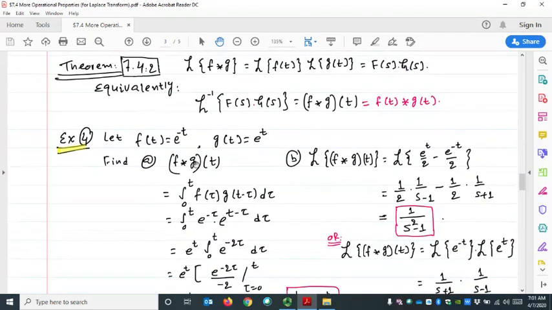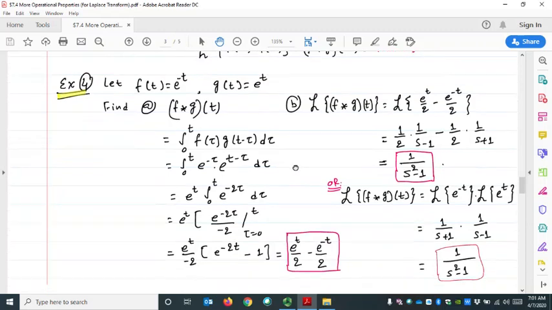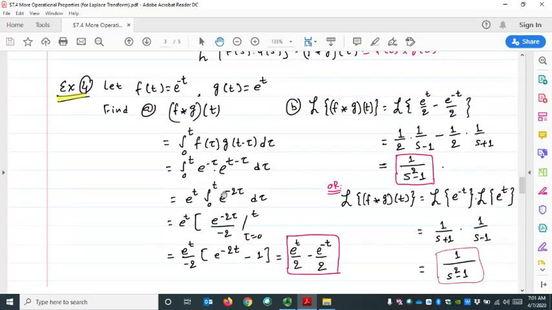the convolutions in example 4. First, compute the convolutions of the given two signals, e to the power negative t and e to the t, and in part B, find the Laplace transform of their convolutions. So as in example 3, let's compute the convolutions in part A. So this is by definition.